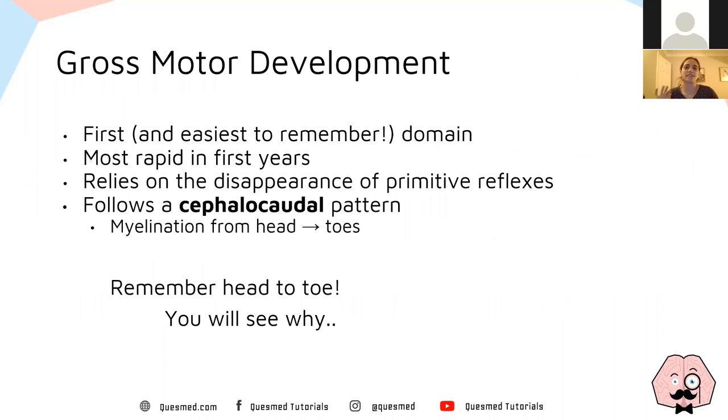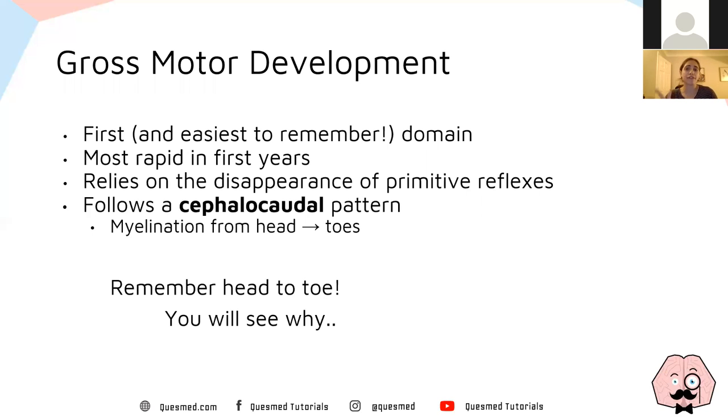Now, like I mentioned, this is the first one that tends to develop in children, and it really is the easiest to remember. You'll see these children developing the gross motor skills quite rapidly in the first months of life, up to 3-4 years old. But in the first year, there is really quite a steep learning curve for these children in terms of gross motor development.